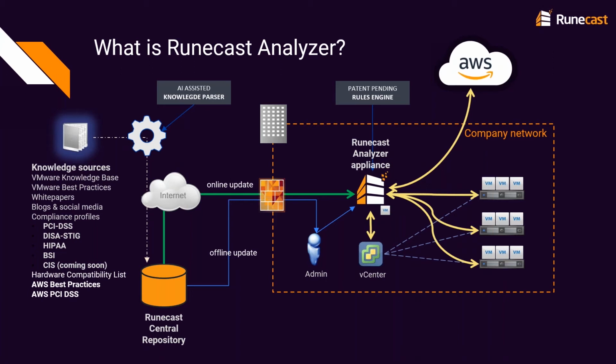So we keep shipping the appliance in the same way as before. In order to start using it, you need to deploy it in your VMware environment. Later on, we will make it available to be deployed directly in AWS as well. But as of now, you deploy it in your VMware environment, and you connect it to your VMware endpoints and also to your AWS accounts.